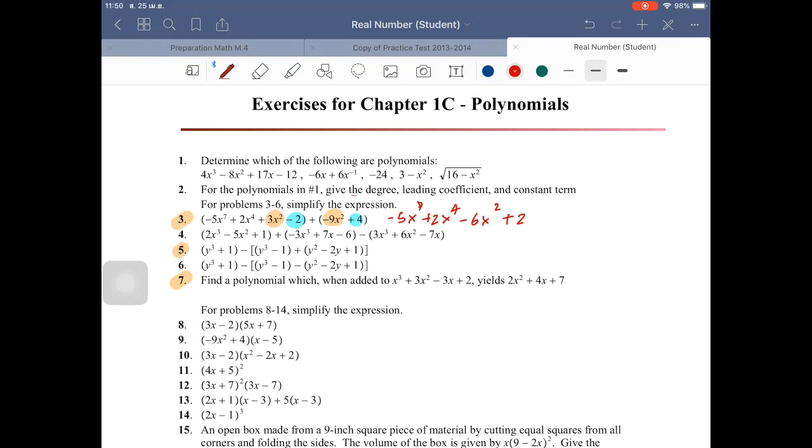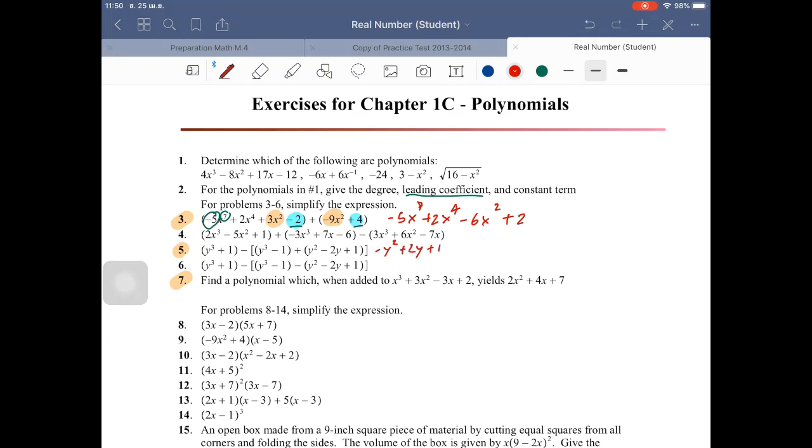Okay, and keep the degree. The degree means the highest degree of the polynomial. With this question, the highest degree is 7, and the leading coefficient is negative 5. Negative 5 is the leading coefficient, and the constant means the number which has no variable, which is negative 2 and 4. Then question 5, the answer is negative y squared plus 2y plus 1.